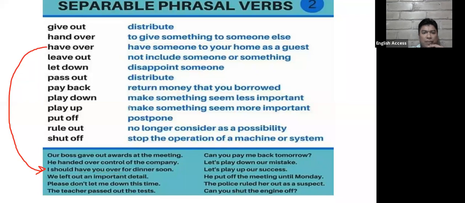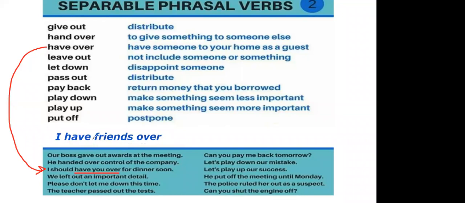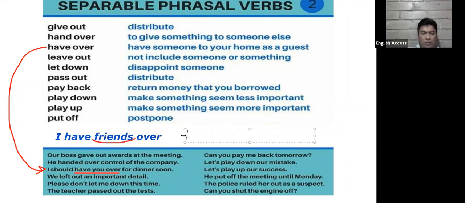This one is always separated. Anyways, in this occasion with this phrasal verb, have friends over, what is the object? Friends. The object is friends. In this type of sentence, we can't put the phrasal verb together.